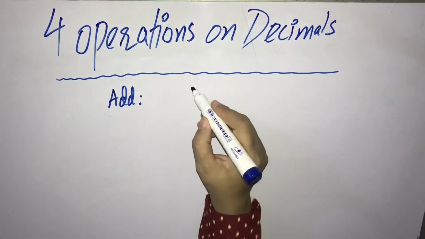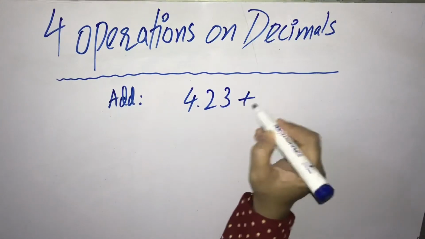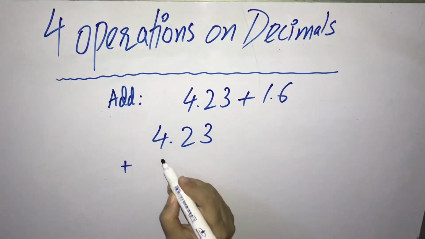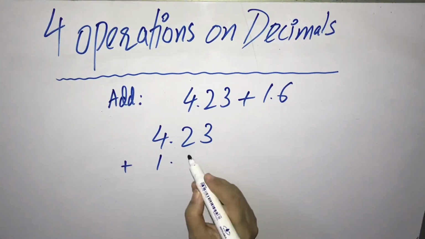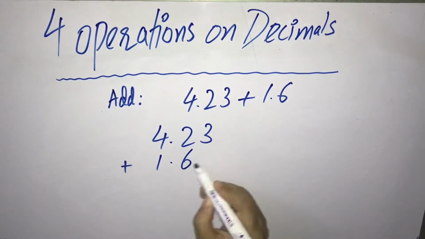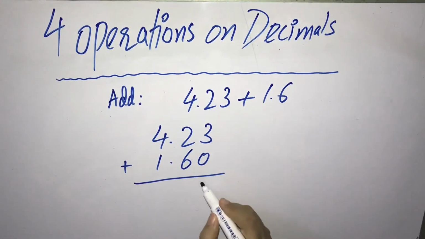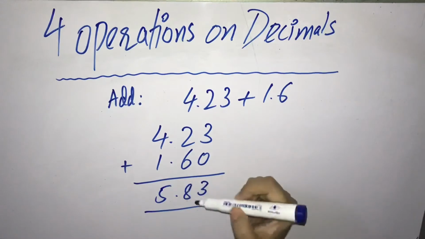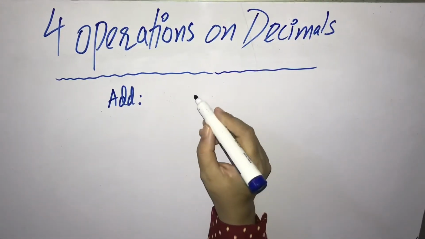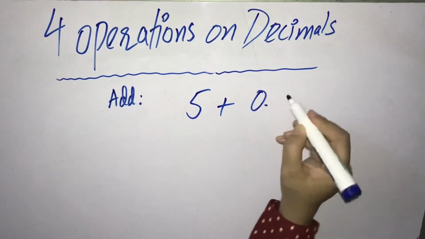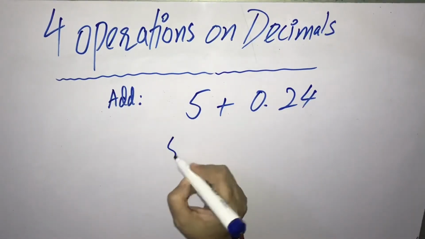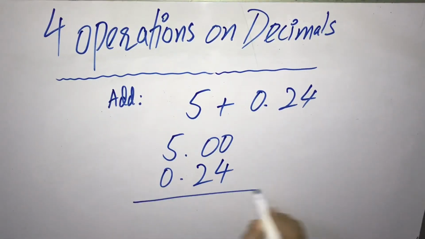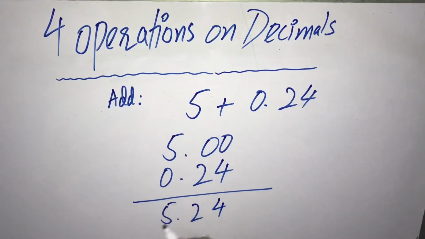The second example is 4.23 plus 1.6. So when we write them vertically, we shall write the decimal below the decimal and we shall write 1.6 as 1.60. We shall add 3 and 0, 6 and 2, and 4 and 5. The answer is 5.83. Now if we have to add 5 and 0.24, we will write 5 as 5.00 and 0.24 below it, and the answer will be 5.24.